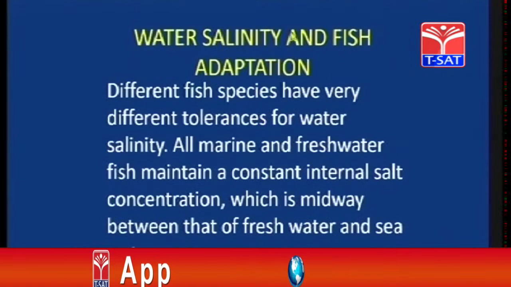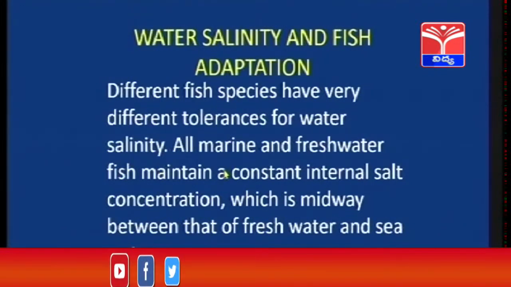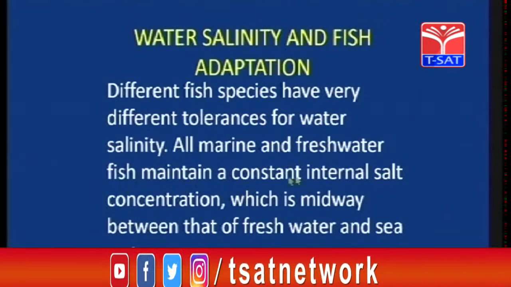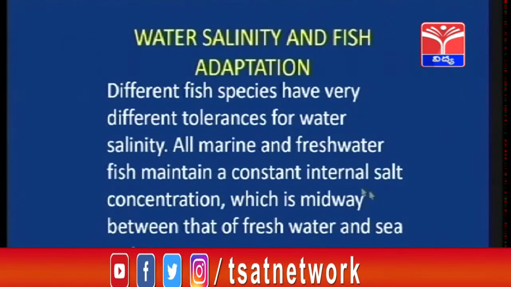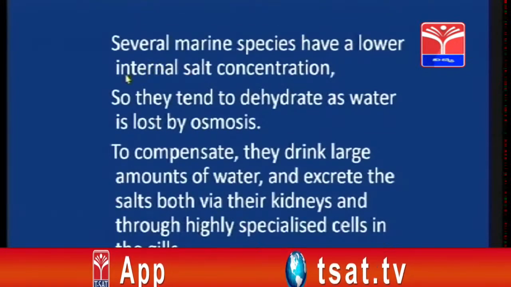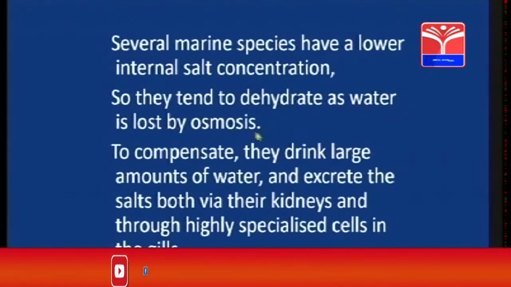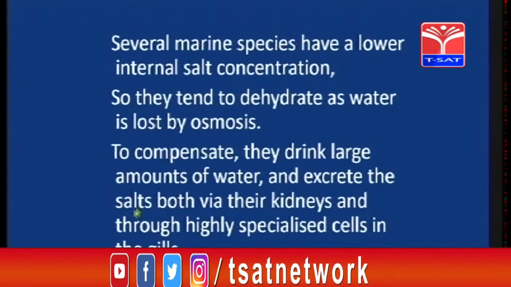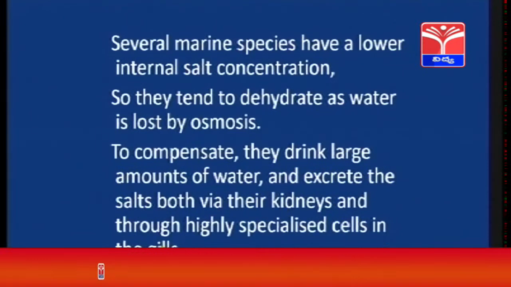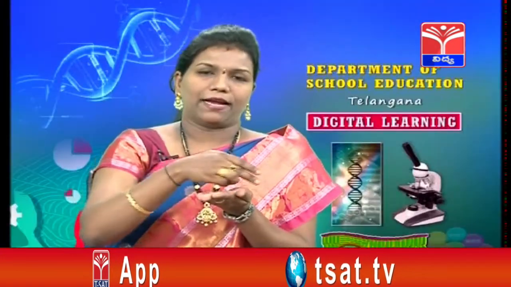So, the water salinity and the fish adaptations. Different fish species have very different tolerance for water salinity. All marine and freshwater fish maintain a constant internal salt concentration which is midway between that of freshwater and seawater. Several marine species have lower internal salt concentration, so they tend to dehydrate as water is lost by osmosis. To compensate, they drink large amounts of water and excrete the salts both via their kidneys and through highly specialized cells in gills. Children, assume my hand as the fish.